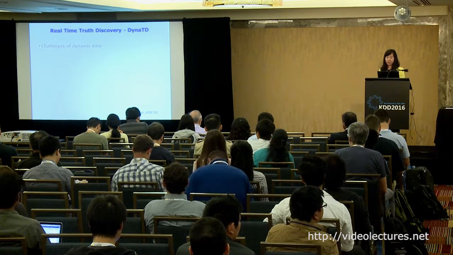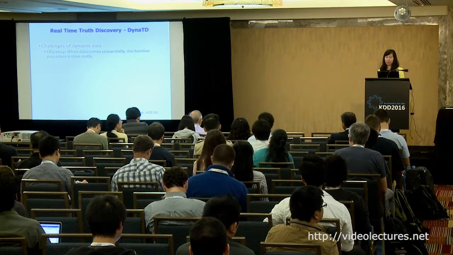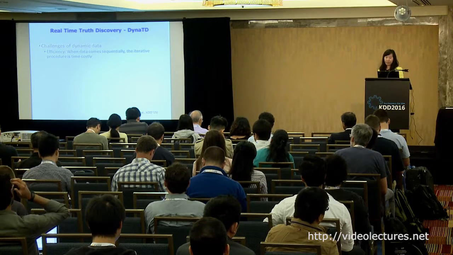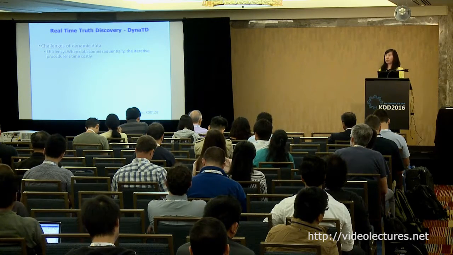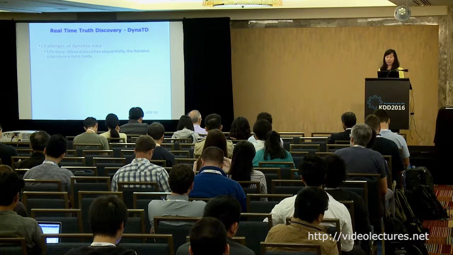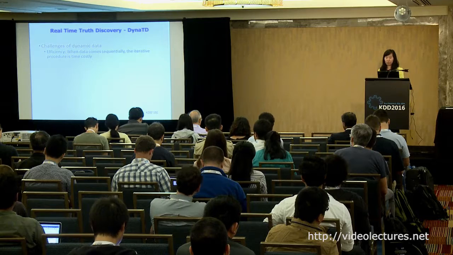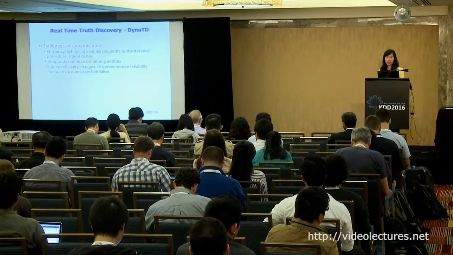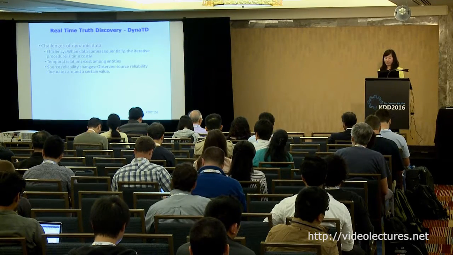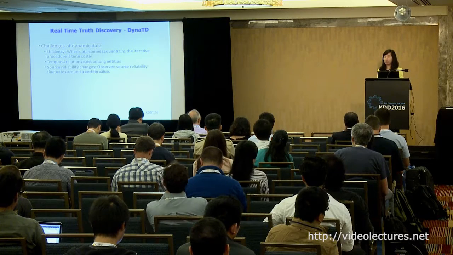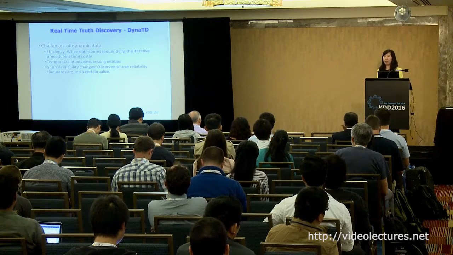The major challenge is, first, efficiency. When data comes sequentially, we don't want to run the batch version of truth discovery each time. We want to do this incrementally. Also, there are temporal relations among entities, and the source reliability may change. Some source may have been reliable before, but may not be reliable now.